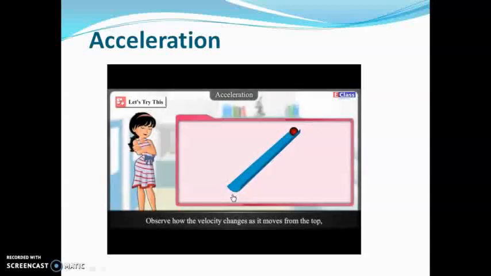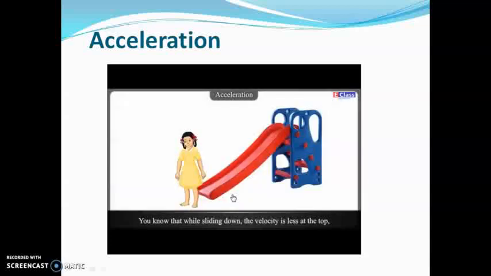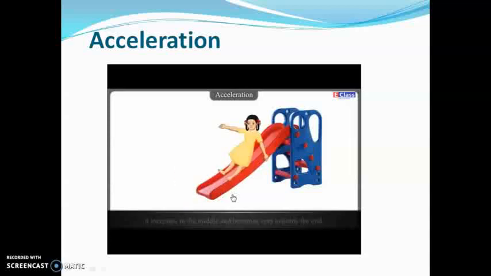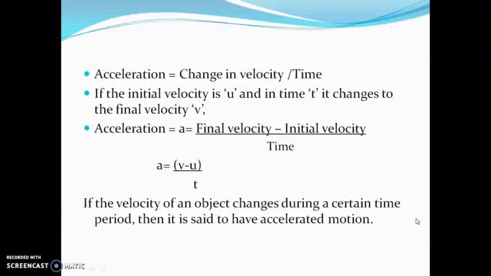You must have all played on a slide in a park. You know that while sliding down, the velocity is less at the top, it increases in the middle and becomes 0 towards the end. The rate of change of velocity is... Okay, so that gives us the definition of acceleration. The rate of change of velocity is called acceleration.